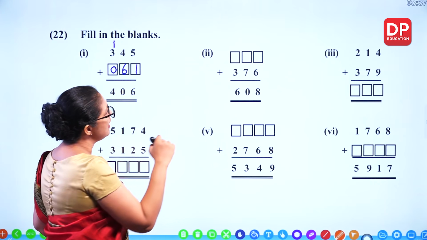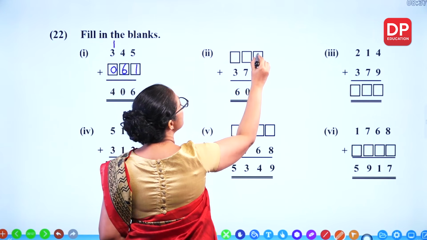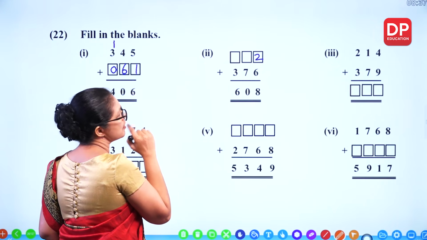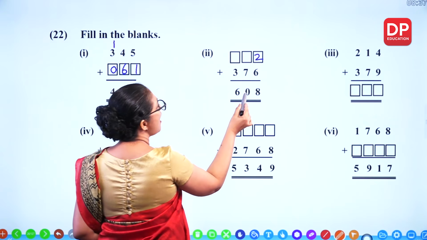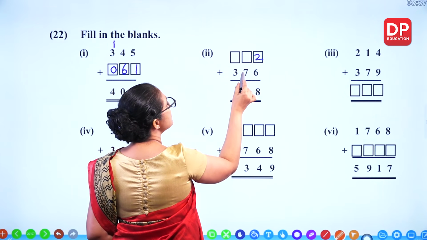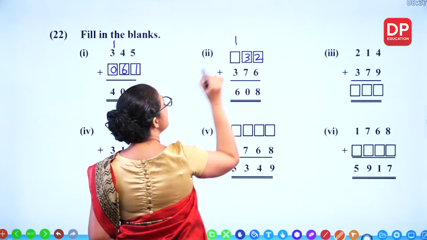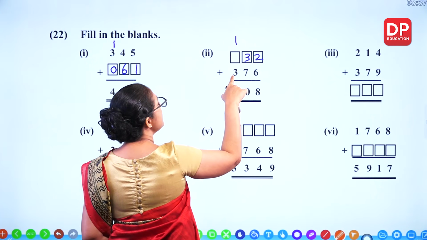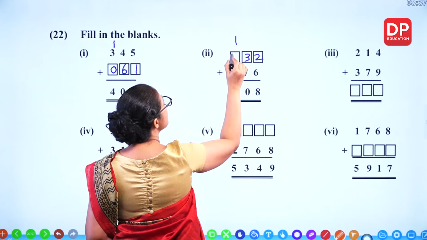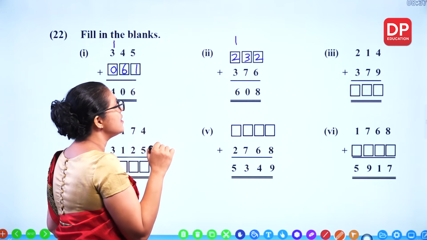This number you need 8. 6 is already there. So you need to add 2. 6 plus 2, 8. Then how do you get 10 here? 7 plus 3. So 1 is already there. So 3 is there. 4. To get 6, you need to add 2.